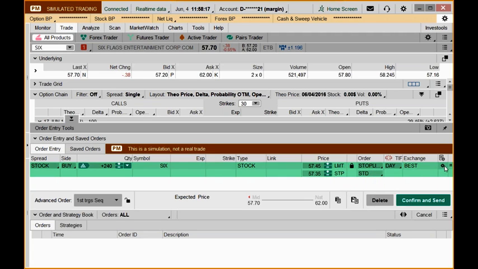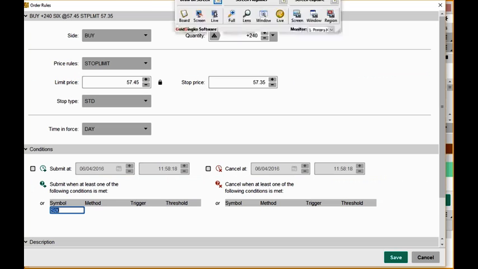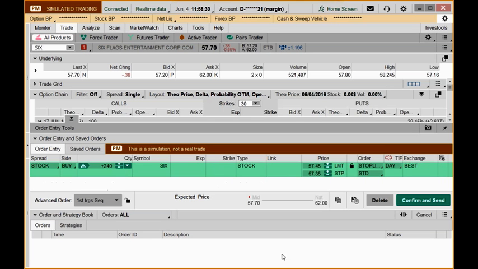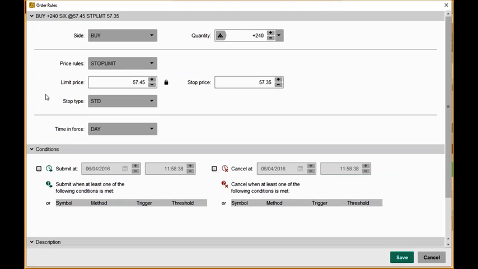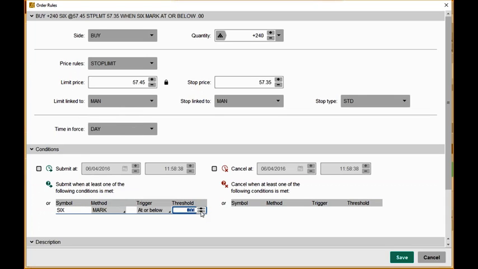What is going to trigger that order? In case you didn't see that, you clicked on a little gear icon at the right side in your order entry. I click on that, and it takes me to my order rules. Now, what's the trigger that's going to activate this order? At or below 57.25. So that part's done.